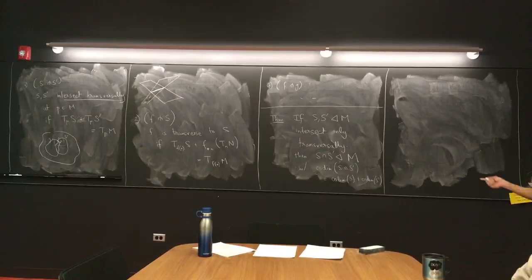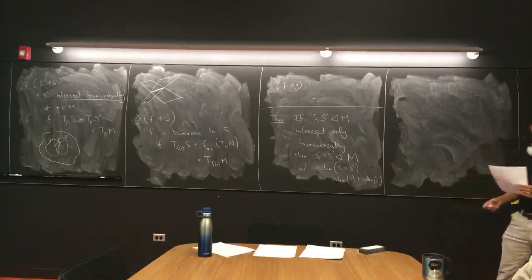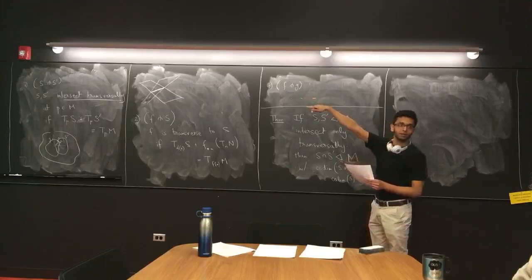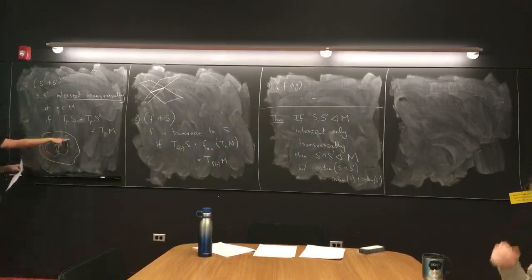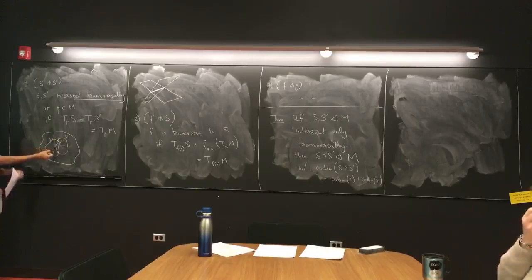Codimensions add, not dimensions. Codimension is the difference between the dimension of the manifold and the dimension of the embedded submanifold. Suppose S and S prime are those two curves in the diagram. The dimension of S is 1, the dimension of S prime is 1, and the dimension of M is 2. The intersection of S and S prime is a union of two points, which is a zero-dimensional manifold, so its codimension is 2, which is the sum of the codimension of S and the codimension of S prime.